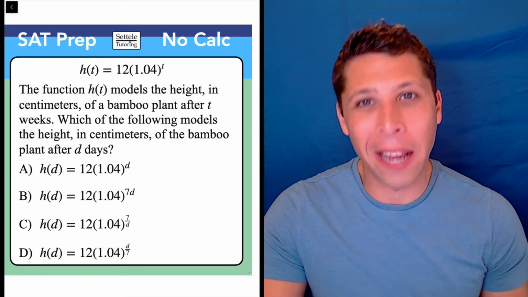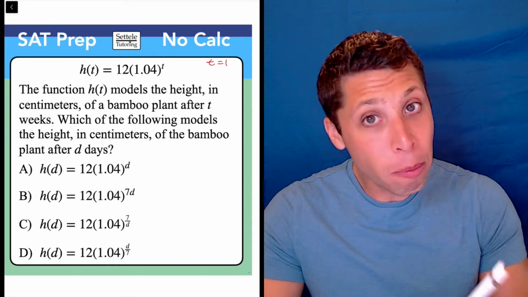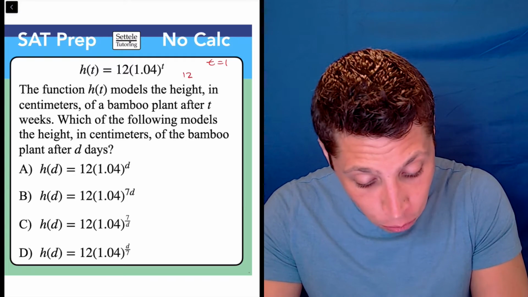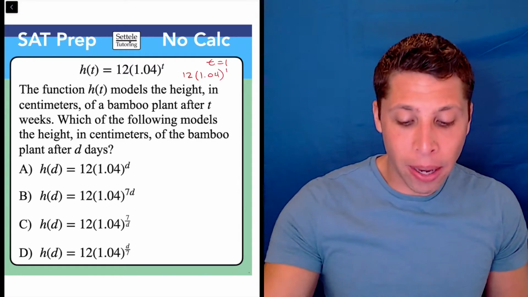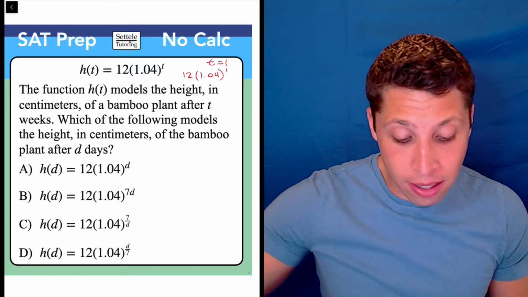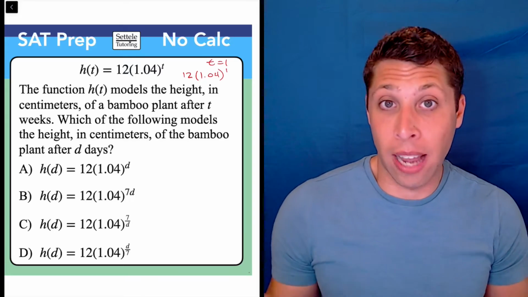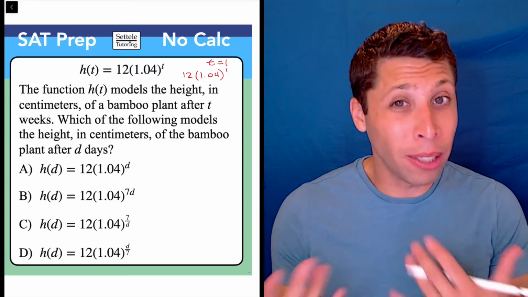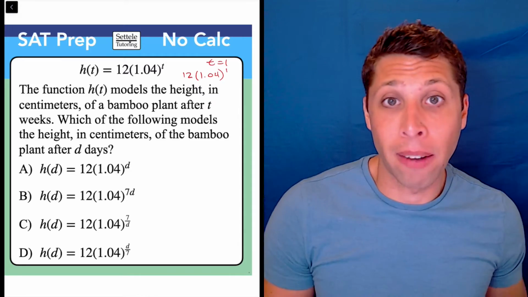Well, 0 would be great, but it's not going to help us. Let's do instead t equals 1. So that would be 1 week. So what happens after 1 week? Well, I don't have the calculator, but I really don't need it. I can see that my equation, my h of t, is going to give me 12 times 1.04. And since all of these other answer choices have 12 and 1.04, I really just need to think, well, which one is going to look the same after the same amount of time has passed, right?